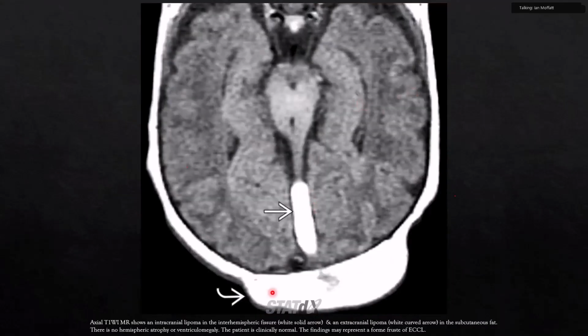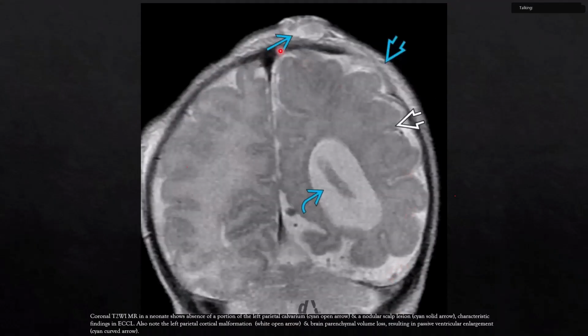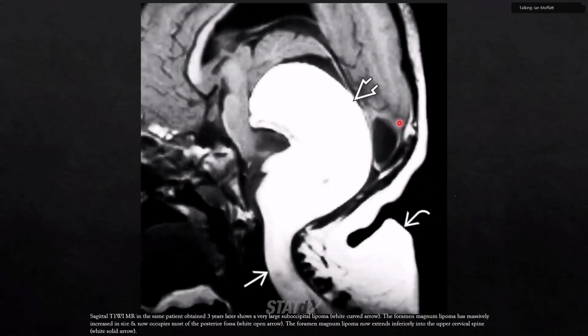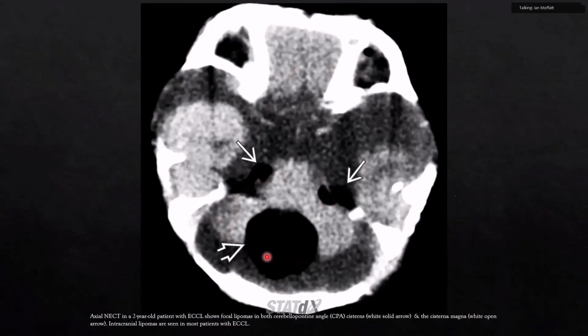They'll have intracranial lipomas, extracranial lipomas. Again, extracranial lipomas, cranial defects, ipsilateral atrophy with enlargement of the lateral ventricle. Very broad spectrum of what you can actually see. This is an intradural and intracranial lipoma, very large, associated cerebellar malformation, multiple intracranial lipomas. Again, very broad spectrum of disease.